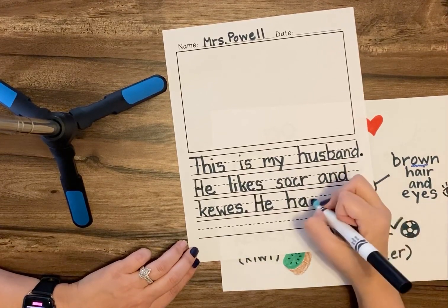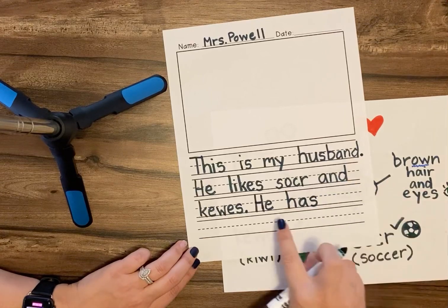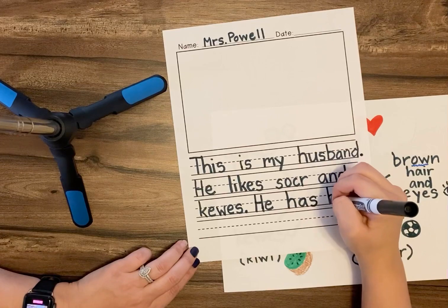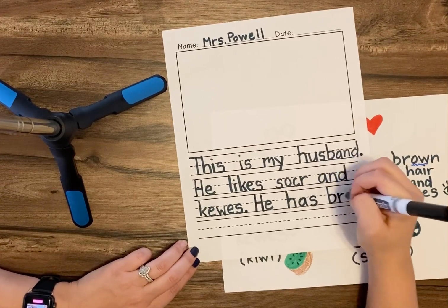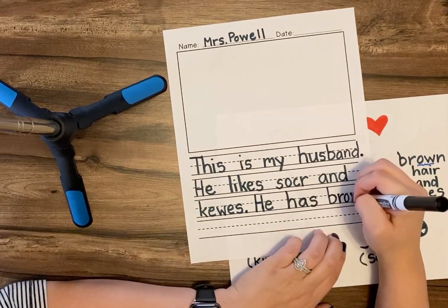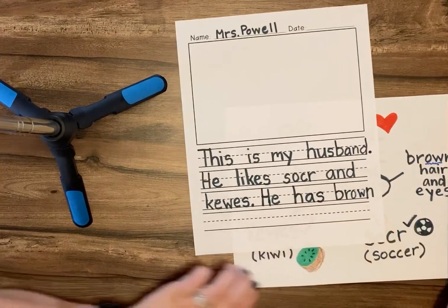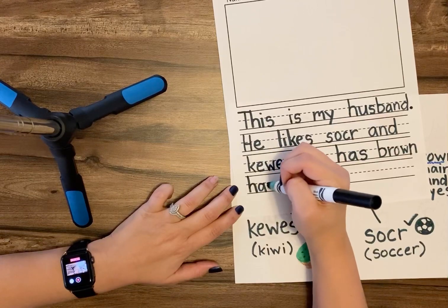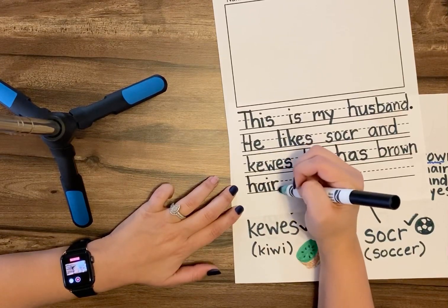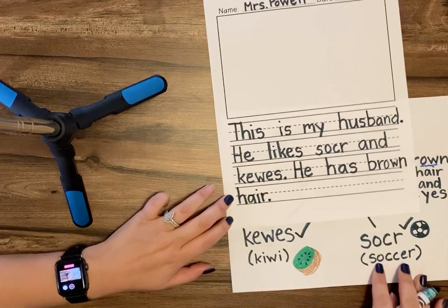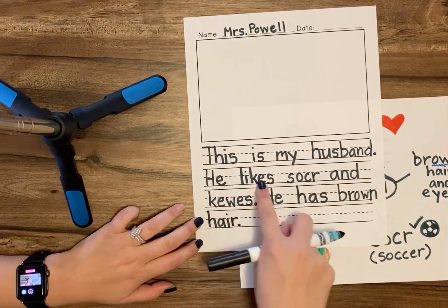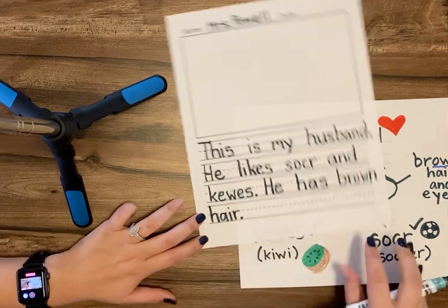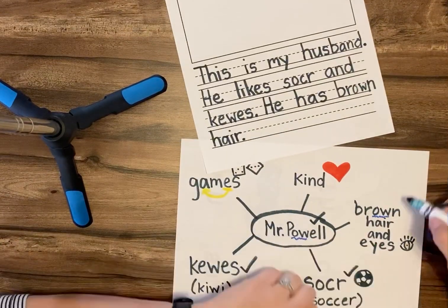Has, it has another one of those tricky S's. He has brown. B is a bird watcher, a big tall letter. Brown hair. Ooh, hair has an H, and that's a bird watcher too. He has brown hair. Period. This is my husband. He likes soccer and kiwis. He has brown hair. Okay, kiwi, soccer, brown hair.